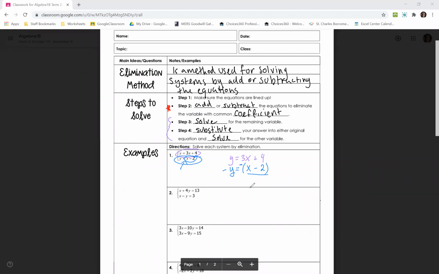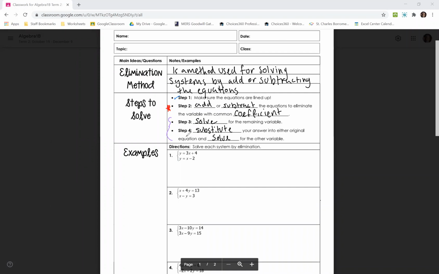Okay, so I am going to back this up because this is looking a little messy to start this equation. I'm looking at my equations, and step 1 says to make sure everything lines up. The y's are lined up, the x's are lined up, and the constants are lined up, okay? And more importantly, the equal signs are lined up. So everything's lined up, good. We don't have to do anything in step 1.